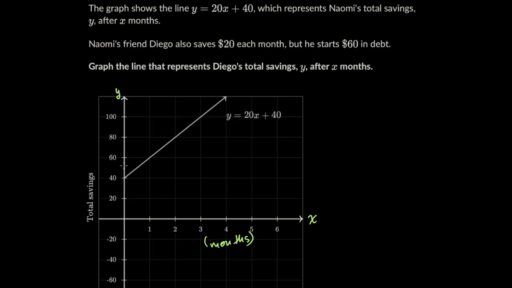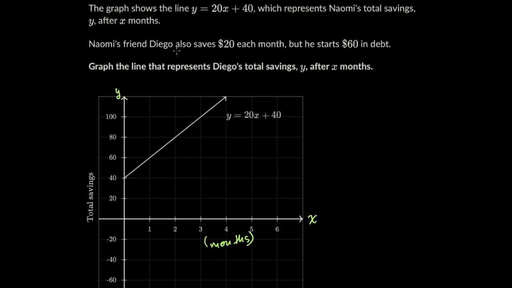It's actually labeled. Naomi's friend Diego also saves $20 each month, but he starts at $60 in debt. Graph the line that represents Diego's total savings y after x months. Okay, so let's think about it.